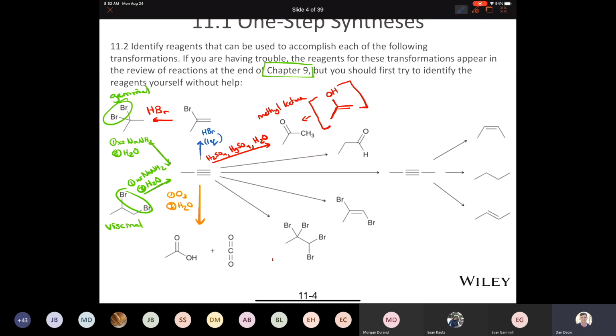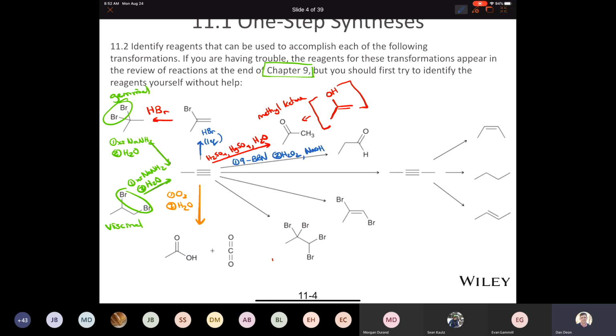The next one is the result of an anti-Markovnikov addition of water. And the way that we do that is to use 9-BBN. Okay, and there are several other reagents that you can use in place of 9-BBN. You could use R2BH, that works as well. Dicyclohexylborane will work, but 9-BBN is usually the one my students like the most. And then in the second step, you treat that with hydrogen peroxide and sodium hydroxide.